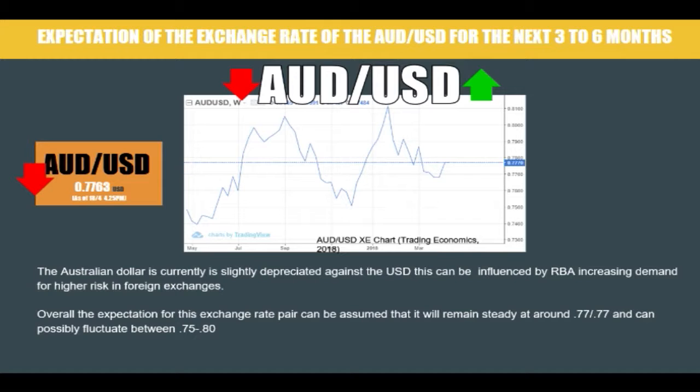The Australian dollar against the American is slightly depreciated. This can be influenced by the RBA, who are taking high risk in foreign exchange in order to keep the Australian currency stable in the foreign market. Overall, the expectation for the next few months is to remain relatively steady at around 0.77 for both the offer and ask rate. It is possible that the rates can fluctuate between 0.75 and 0.8.